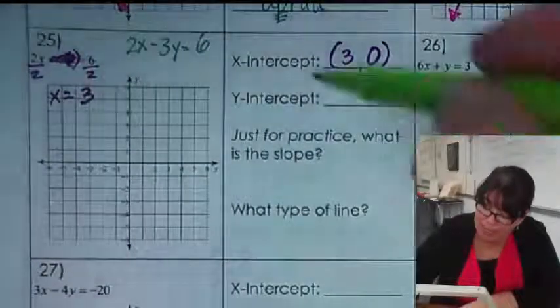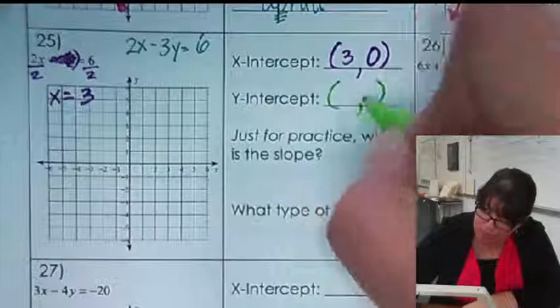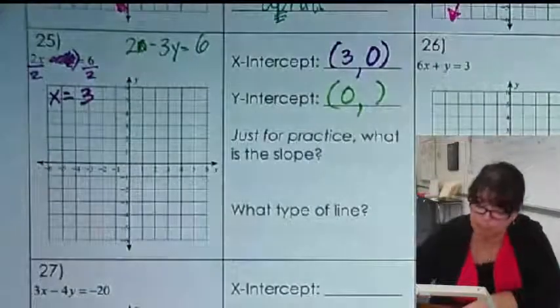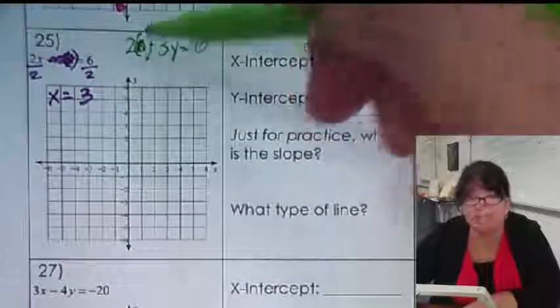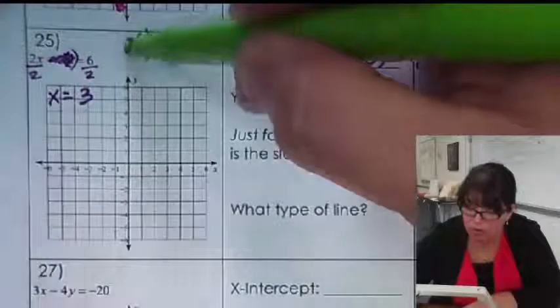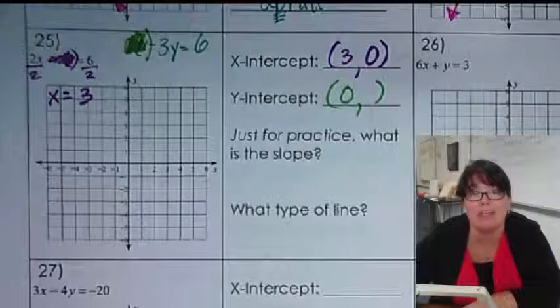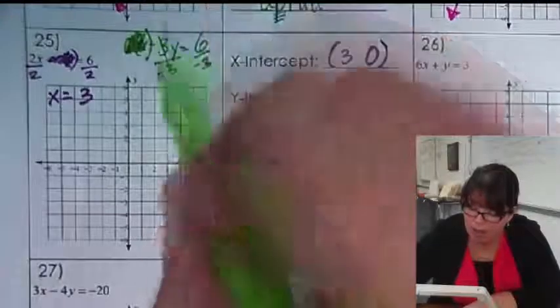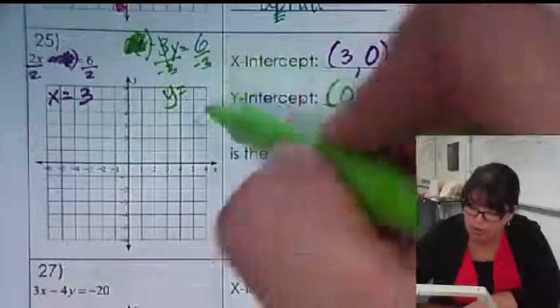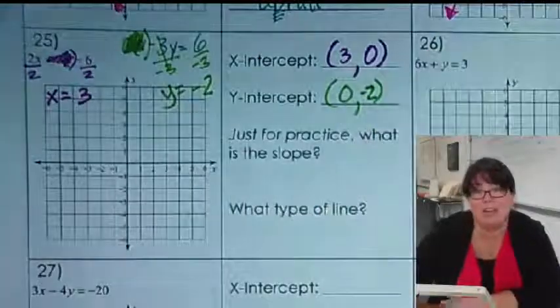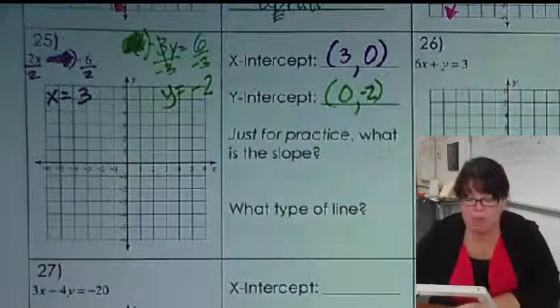Now for my y-intercept, to find that point, I'm going to plug in 0 for x. So let's go ahead and go to our equation and do that. I'll put a 0 in here at the x spot. Put that in parentheses because it's being multiplied. And 2 times 0 is just 0, so this is gone. And I have negative 3y equals 6. Let's solve for y. Divide by negative 3. And y equals 6 divided by negative 3, which is negative 2. And there we have it. 0, negative 2. Now we plot them on the graph.